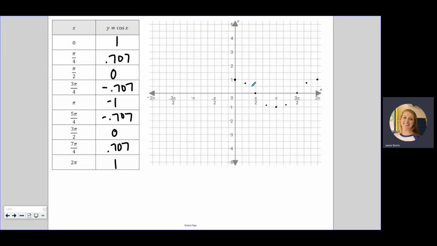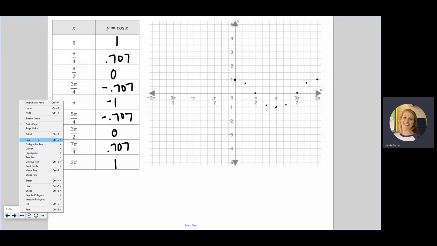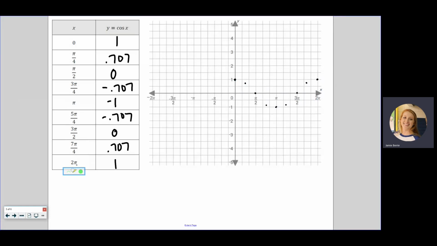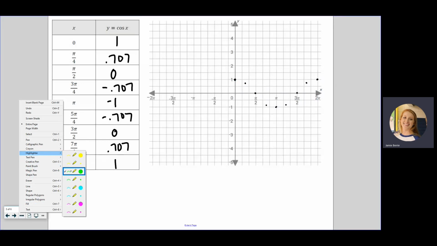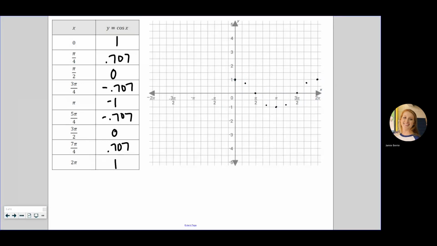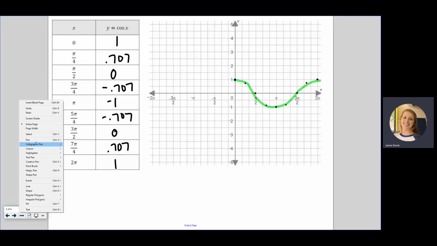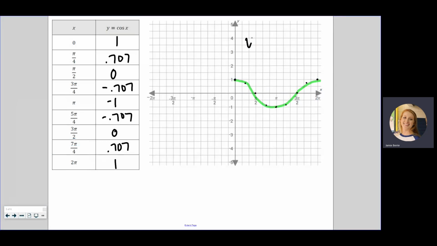Okay, so again, we could connect the dots here. I'm going to use a highlighter just so it's a little bit more forgiving. Maybe I can try to use this and it's not quite as thick. Okay, there we go. So far, so good. Yeah, that was pretty good. All right, so that's just part of the graph of y equals cosine of x.